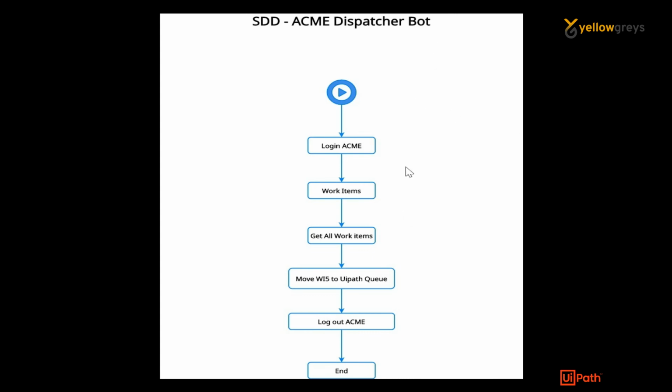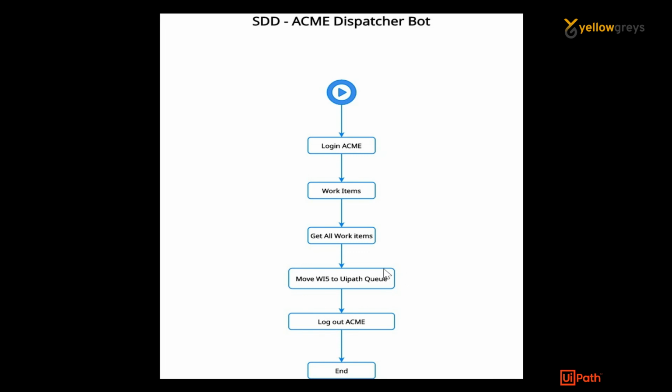It's a very simple one. Once you start the bot, it needs to click on login ACME, then go to work items, then get all the work items. All work items in the sense it needs to get the work item 5 details, and then the bot needs to move all the work item 5 details into the UiPath queue. Then the bot needs to log out of ACME, and then the process ends. So this is how we are going to design the bot.